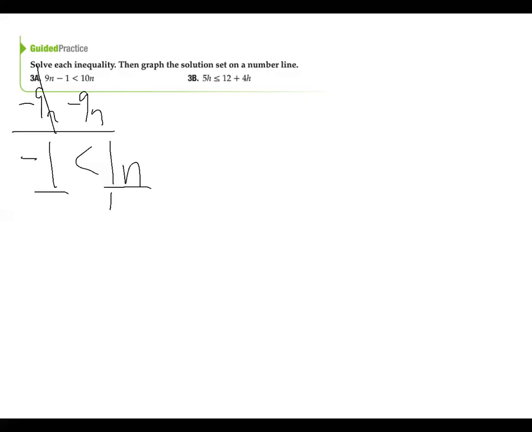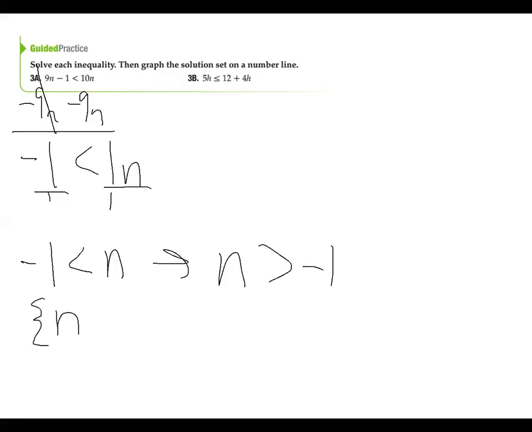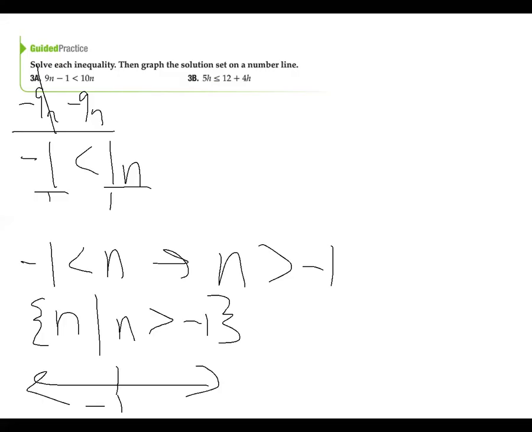And if you had the 1 there, you could divide it off, which would just give you n and negative 1. So negative 1 is less than n. That's the same as n is greater than negative 1. So in set builder notation, it'd be the set of all n such that n is greater than negative 1. And if you graph it on a number line, here's negative 1. Open circle on the negative 1 and shade everything to the right.